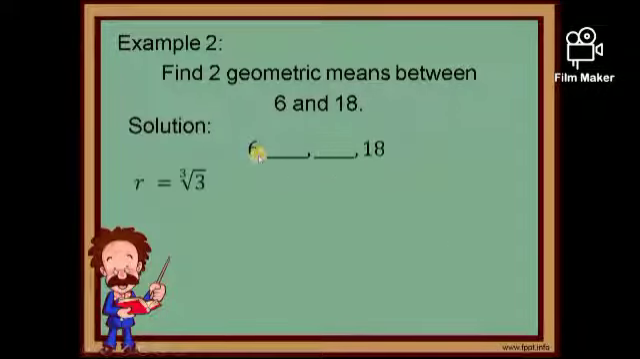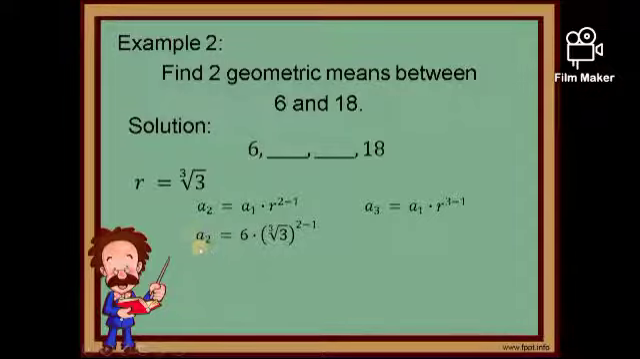Let's continue. Now we are ready to solve for the second and the third term. Second term, n is equal to 2, and third term, n equal to 3, so 2 minus 1 and 3 minus 1. Next, simply substitute all the given values. This a sub 1 is 6. This r is cube root of 3. We have a sub 2, or the second term, equals 6, the first term, times the quantity. Make sure once we substitute any number, positive or negative, please place those numbers inside a parenthesis.